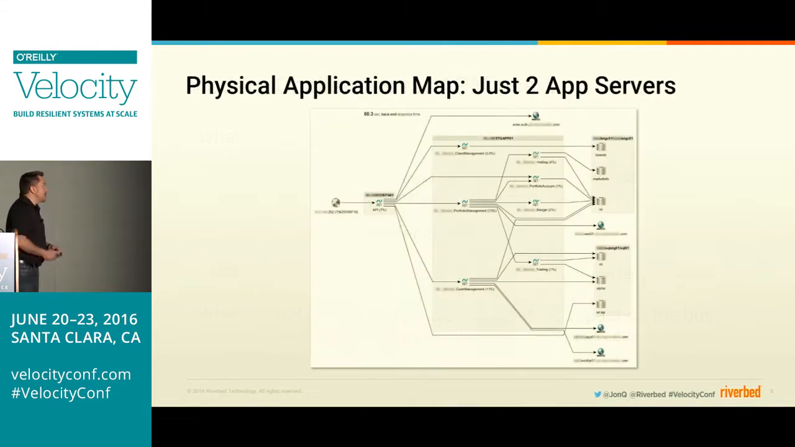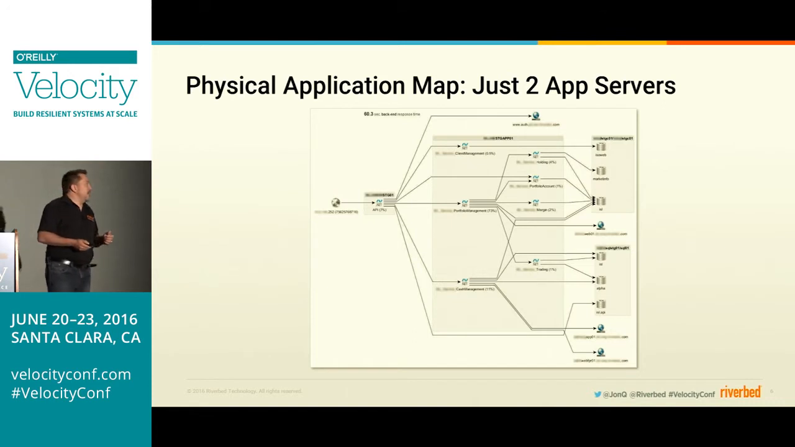So this is an example of a physical application map. This comes from our APM product called AppInternals. And this is one of your traditional maps, which shows you the physical servers, the JVMs or CLRs inside of them, and how things are talking. Now, you may see ones like this for individual transactions. You may see aggregated versions, which represent the whole environment. But this is just 2 app servers. There's 2 larger boxes and some downstream things. This is actually quite complicated looking, and it's simple.